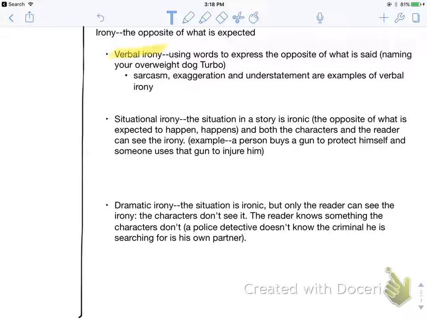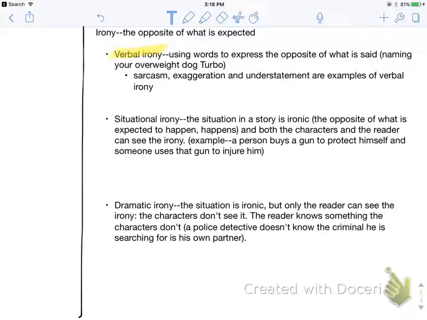For instance, naming your overweight dog Turbo, right? If your dog is so overweight that he can't move very fast, then naming him after something really fast is kind of the opposite of what you would expect. So that would be verbal irony. There's 3 different kinds of verbal irony. Sarcasm is one. That's the one that you might bump into the most. But also exaggeration and understatement are examples of verbal irony as well.